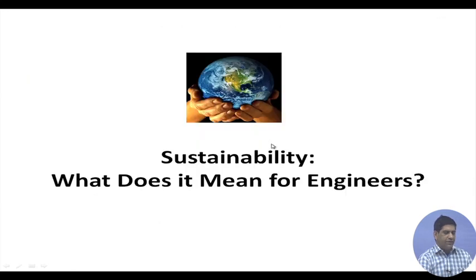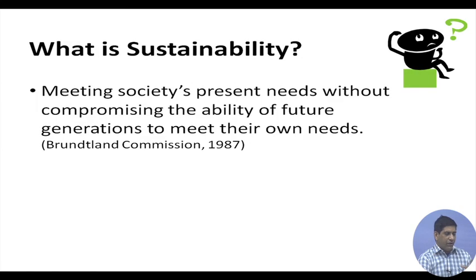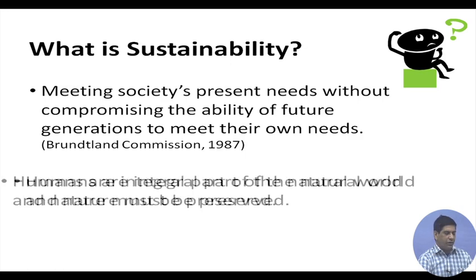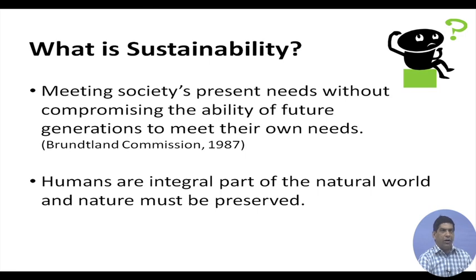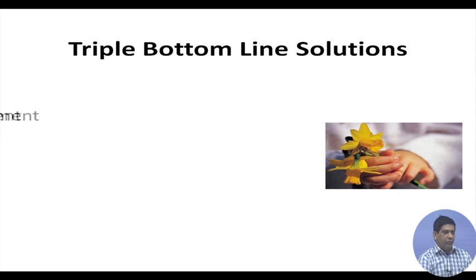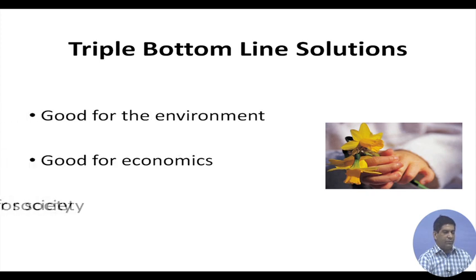So just to summarize, we'll have a couple of slides here on what we have talked about so far. What is sustainability and what does it mean for engineers? We have said that sustainability means meeting society's present needs without compromising the ability of future generations to meet their own needs. Humans are an integral part of the natural world, and nature has to be preserved for our future generations. Most of the time we try to go for a triple bottom line solution, which is good for the environment, good for economics, and good for society. Many times it's very difficult to find a solution which is good for all three, so you have to optimize it.